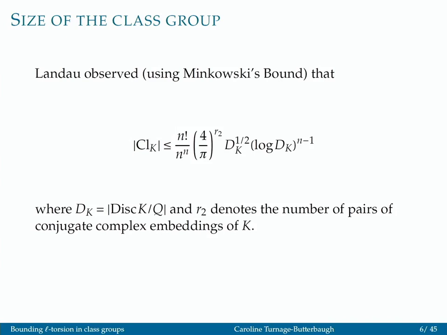OK, so if we want to understand the size of the class group, notice that Landau observed that the following upper bound holds for the class group. Here, d_K is just the absolute discriminant of K over Q, and r_2 is the number of pairs of conjugate complex embeddings of K.